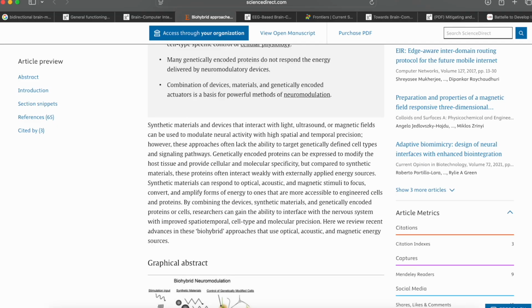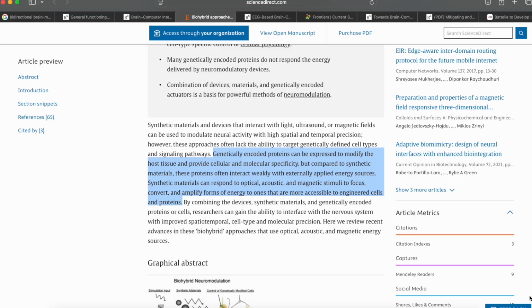Synthetic materials and devices that interact with light, ultrasound, or magnetic fields can be used to modulate neural activity with high spatial and temporal precision. However, these approaches often lack the ability to target genetically defined cell types and signaling pathways. Genetically encoded proteins can be expressed to modify the host tissue and provide cellular and molecular specificity. But compared to synthetic materials, these proteins often interact weakly with externally applied energy sources.